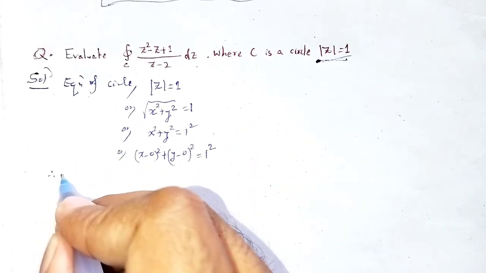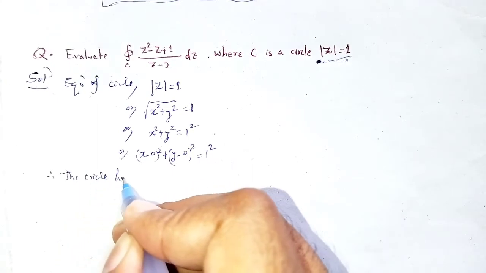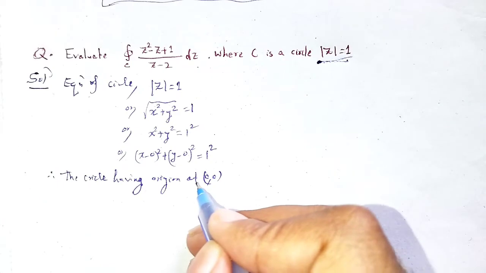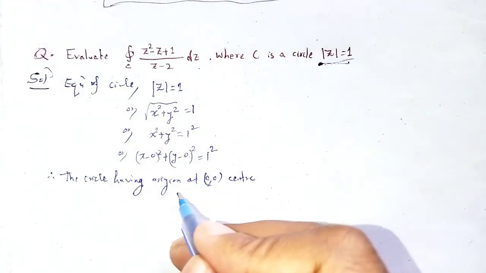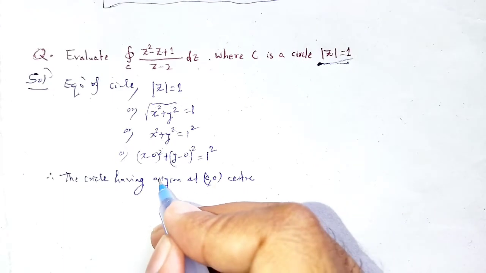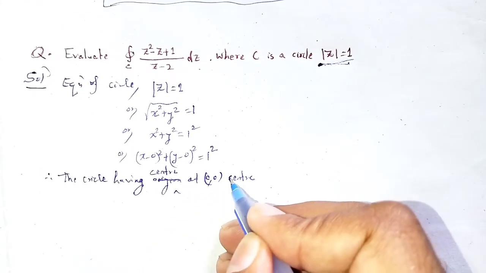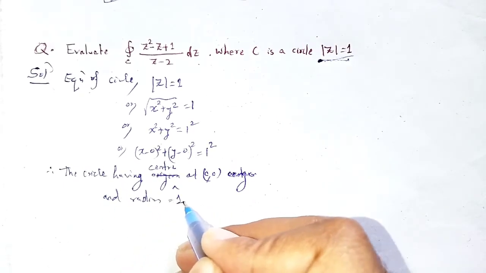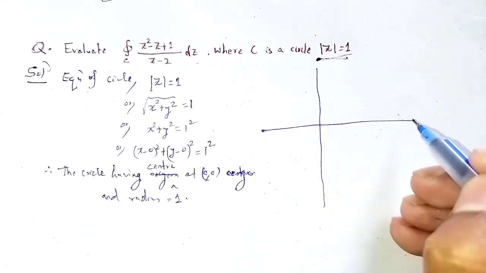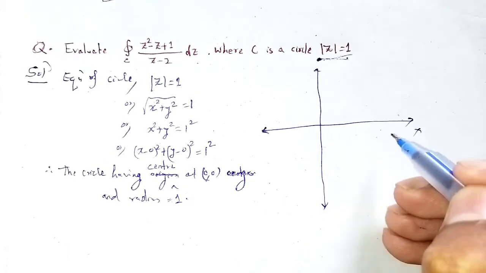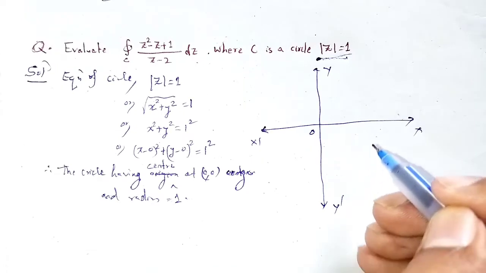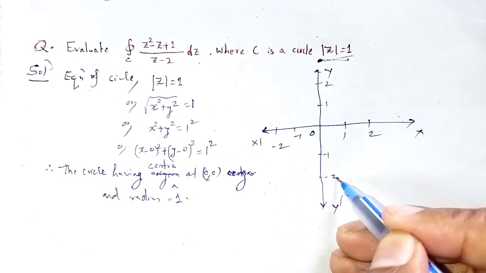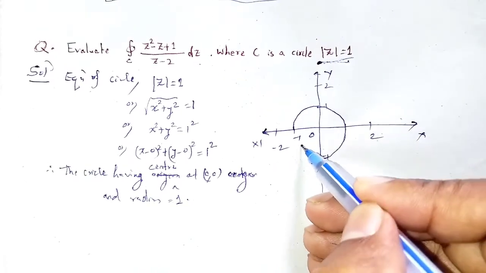The circle therefore has its center at origin 0 0, and radius is equal to 1. So I draw a circle on the x-y axes, marking 1, 2, minus 1, minus 2 on each axis. The circle of unit radius is drawn.